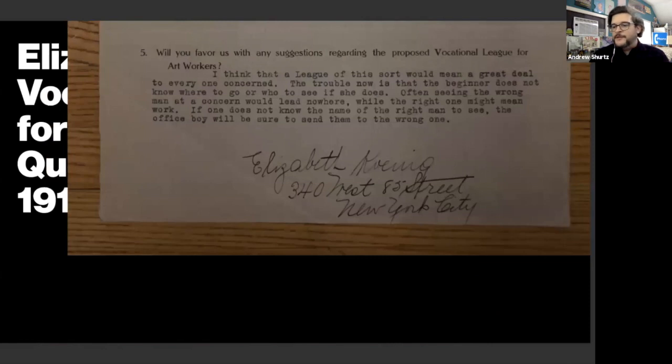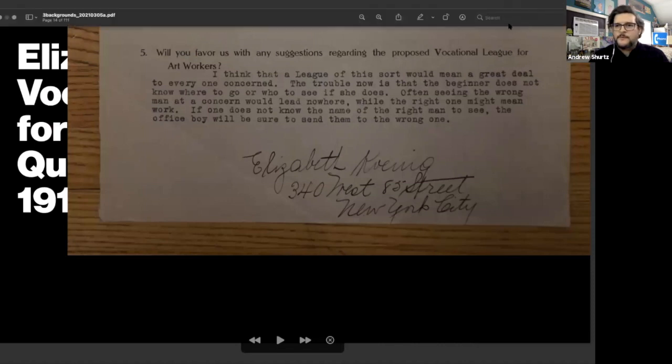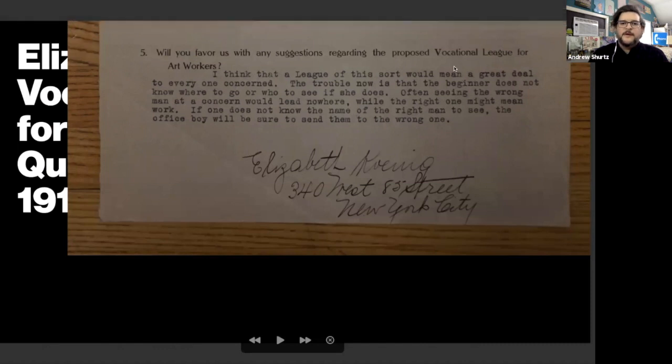At the bottom, there's a great detail where she shows her reasons for wanting a vocational league. "The trouble now is that the beginner does not know where to go or who to see if she does. Often seeing the wrong man at a concern would lead nowhere, while the right one might mean work. If one does not know the name of the right man to see, the office boy will be sure to send them to the wrong one." So note her gendered response. She's writing from the perspective of a woman wanting to find work, but subject to the whims and mercies of an endless procession of men.